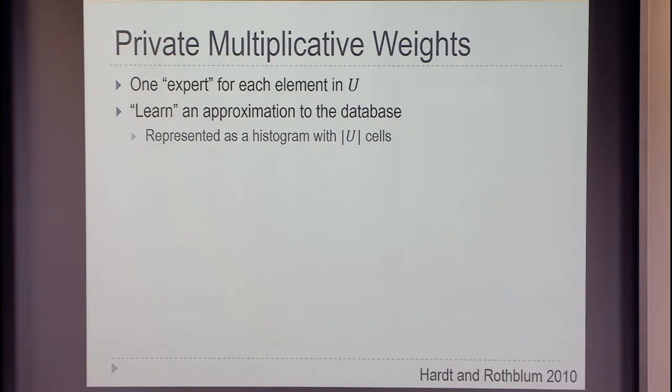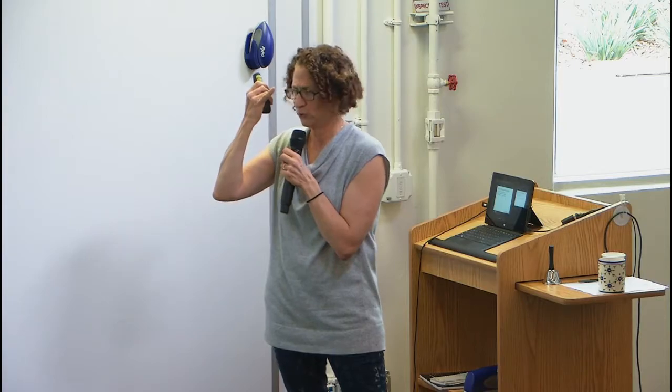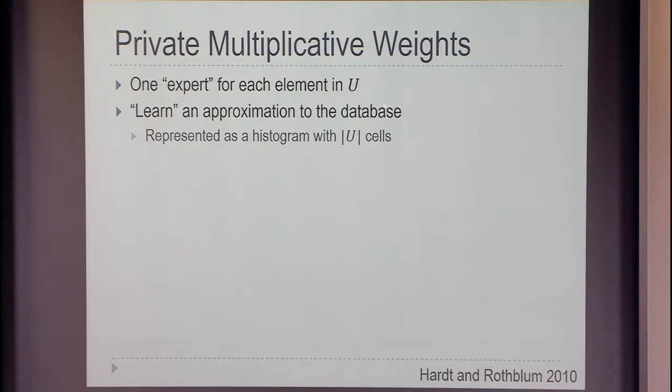So what they do is they take the ordinary multiplicative weights update algorithm. I guess it was due to Plotkin, Shmoys, and Tardos, and they're going to have one expert for each element in the universe of possible elements, and they're going to essentially learn an approximation to the database. So they're going to represent the database as a histogram for all of the different kinds of people in the universe. For each kind, how many people of this kind are in the database? That's the count, the histogram count for that particular cell in the histogram.